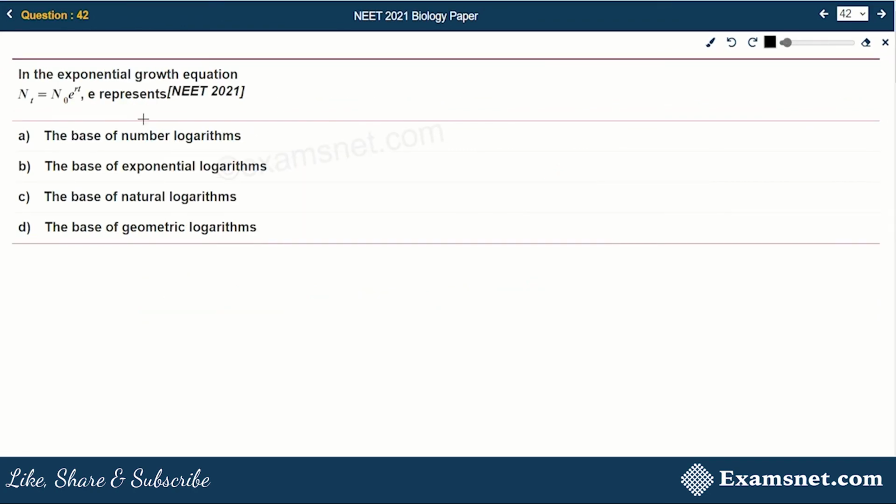Question number 42 is from the chapter Organisms and Populations, class 12, and the question is, in the exponential growth equation, Nt equals N naught e to the power rt, e represents, and the options are the base of number logarithms, the base of exponential logarithms, the base of natural logarithms, and the base of geometric logarithms. So the correct option is option C, that is the base of natural logarithms.